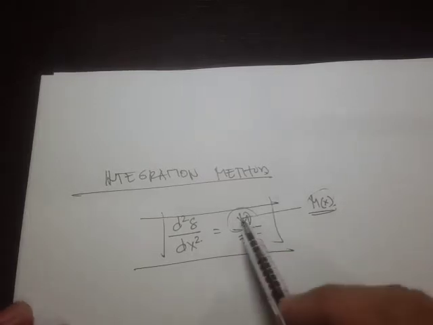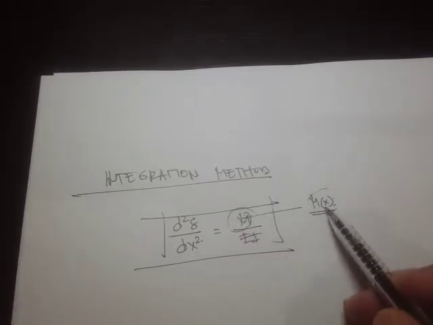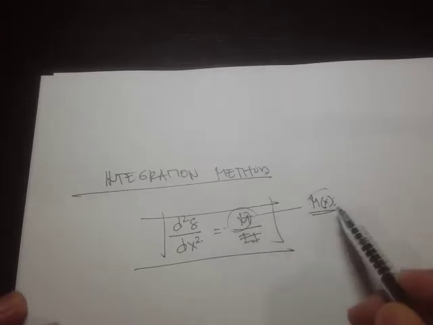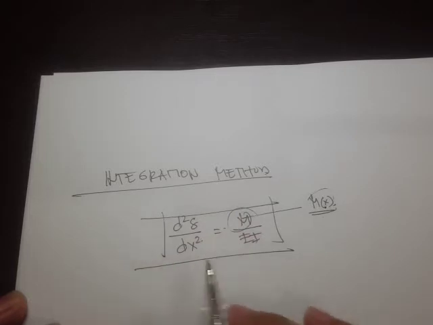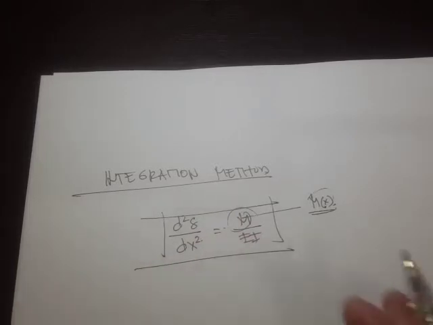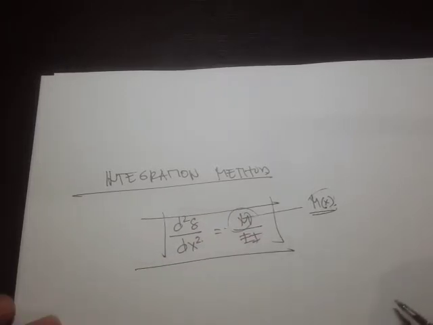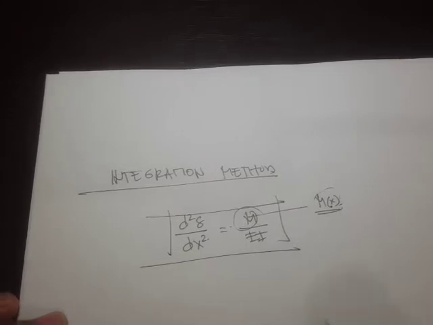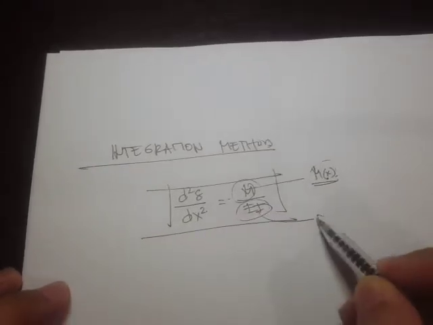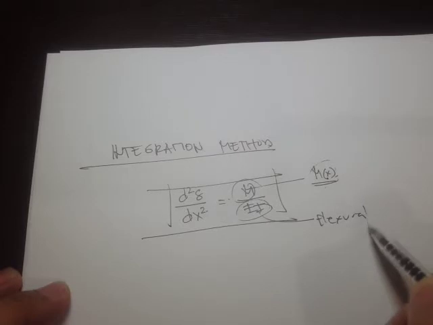But just take note, this is M as a function of x, meaning it can be constant, or linear, or quadratic, or any other function. That just means that the moment is changing along x. Of course, that depends upon the loadings and the support conditions. This EI is what we call the flexural rigidity.